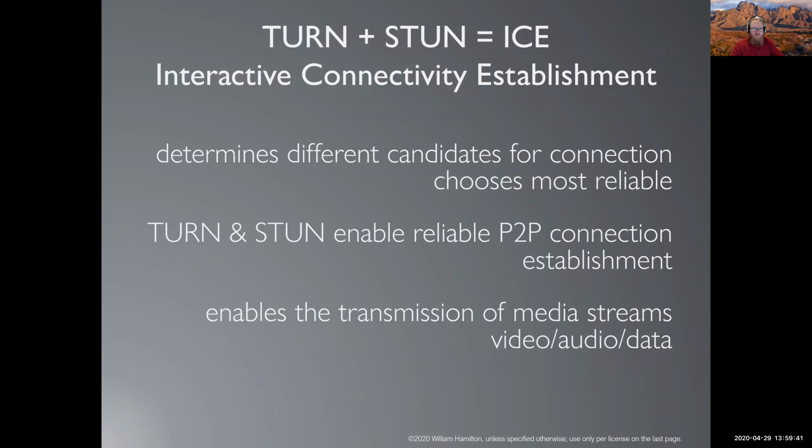Together, TURN and STUN are what are known as ICE, or Interactive Connectivity Establishment. Basically, we have several different candidates for establishing a connection. One of them would be doing STUN to set up this hole in the NAT and doing a direct connection, or TURN, where you're doing a relay. In the rare case that both people are on public IP addresses on the internet, you could just do straight direct communications, but that's a fairly rare occurrence.